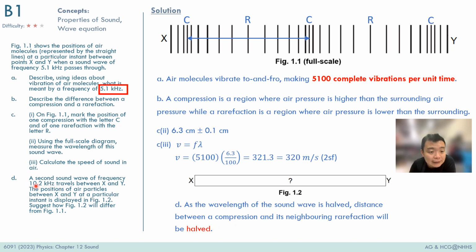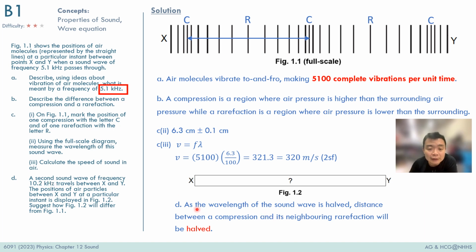Now for part D, first thing I will note is that the frequency is now doubled. You look at the frequency here, it is 10.2 kilohertz. It was 5.1 kilohertz. So when your frequency doubles, the wavelength will be half. Because if you look at the wave equation, the speed is constant. And if you want to double your wavelength, to keep the speed constant, your frequency must halve. So if your frequency doubles, your wavelength must halve.